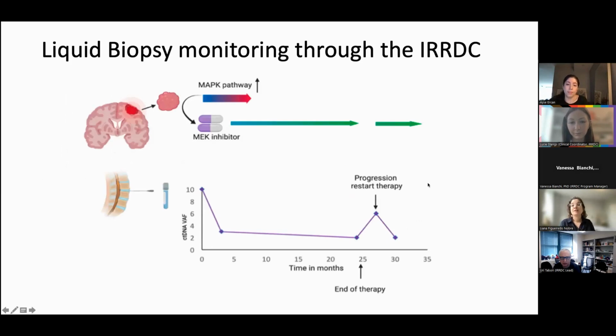So to summarize, the way we see using this tool in MMRD patients is at diagnosis, to be able to detect these alterations, and then throughout the patient's treatment journey, to monitor response to therapy, potentially help decide whether it's the time to finish therapy, and then follow up thereafter to be able to detect early recurrences.